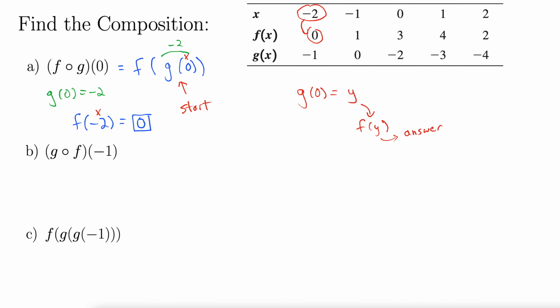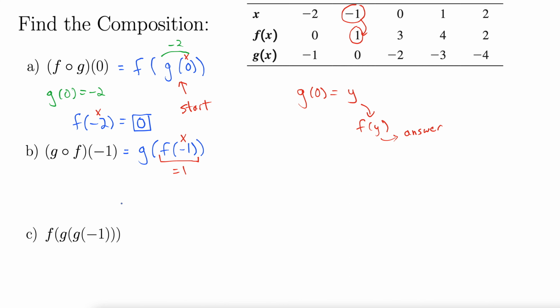Let's try b. B says g composed with f of -1. Let's write that in this notation, g of f of -1. Step 1, we do the inside. Always start with the inside first and then work your way toward the outside. Let's erase what I have on the table here and start with a fresh table. f of -1. What this tells us is x is -1. So we go to -1 on the table, we plug it into f, 1. So this whole thing equals 1.